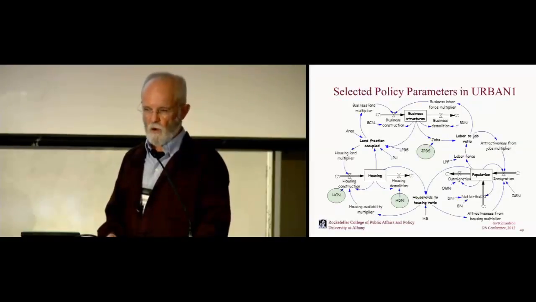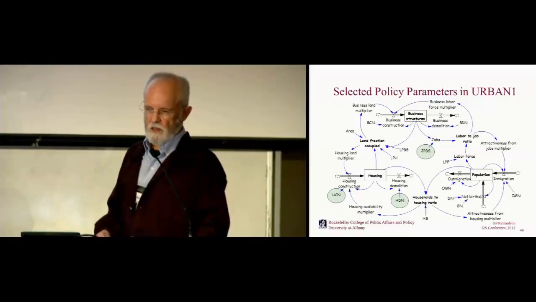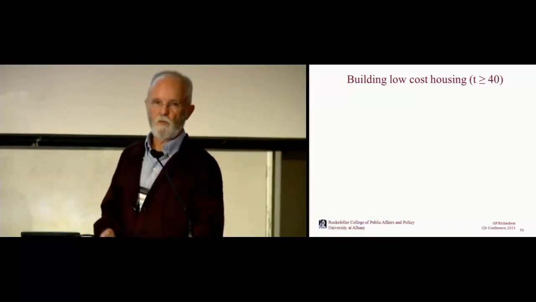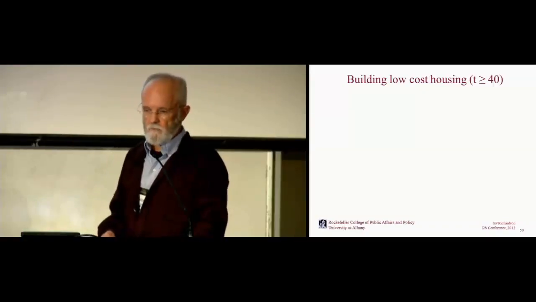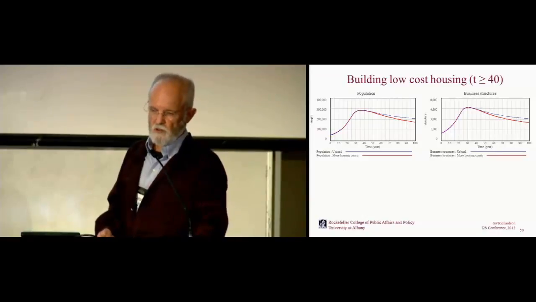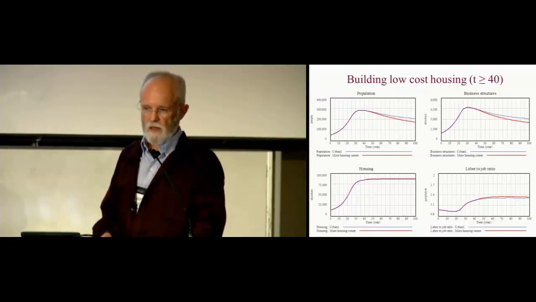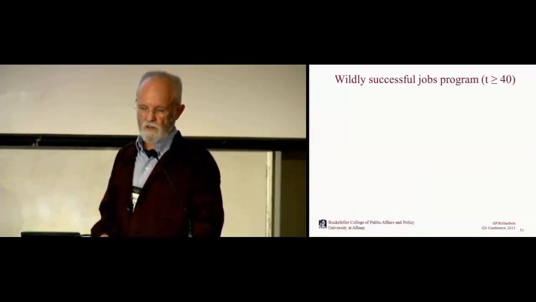You can play around with some wonderful little parameters in the model to begin to try to understand what it's doing. And here's an example. If we increased low-cost housing in our city, which, by the way, is what we did in the United States in the decade of urban decay, population in the new run is the blue curve. Looks almost like the old one. Business structures in the new policy is the blue curve. And housing and the labor to job ratio is, if anything, the same. Little impact, no improvement.